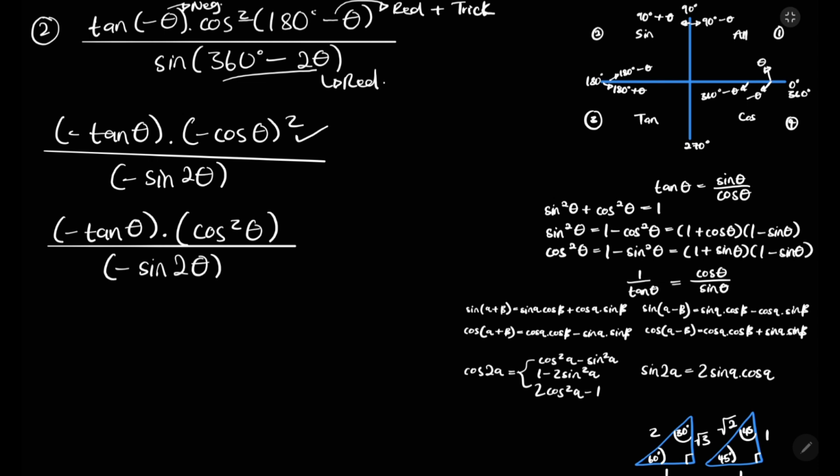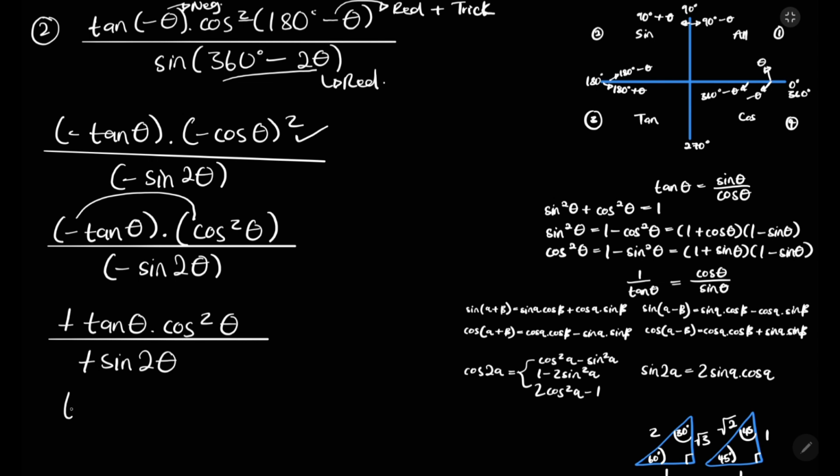Okay, so what's the next step? We can multiply our signs. Negative times positive is negative, so we can write our entire numerator as negative tan theta times cos squared theta all over. We have negative sine 2 theta, so we can just write it as negative sine 2 theta. This cancels with that, and we're left with tan theta times cos squared theta all over sine 2 theta.